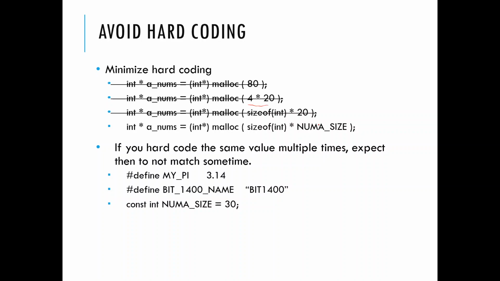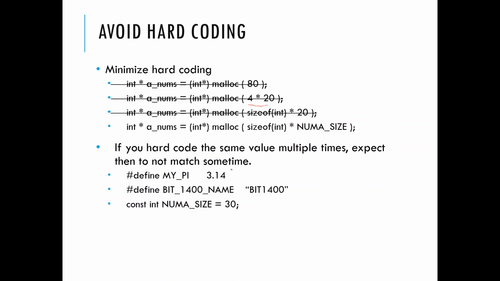So if we hard code particular values, sometimes if I hard coded pi in a bunch of different places, well, what if I had 3.14 in one place, and then I had 3.141 in another place, and 3.1415, whatever the heck pi is, right, in another place?